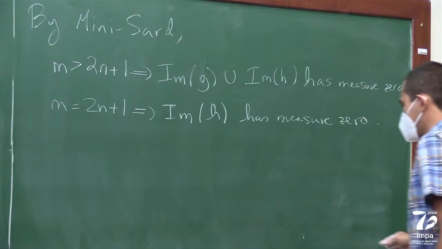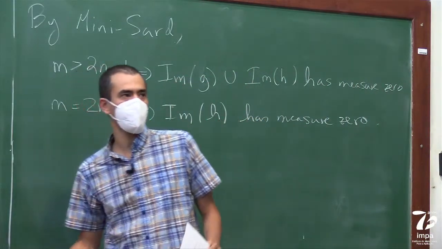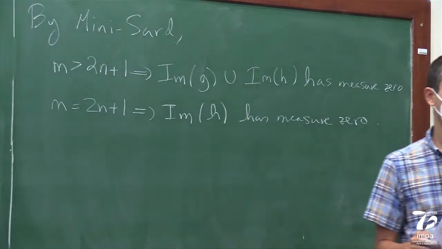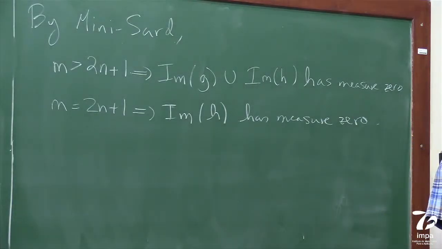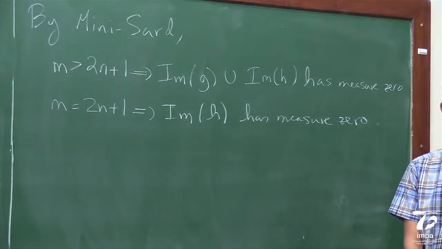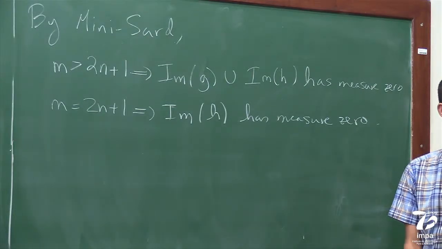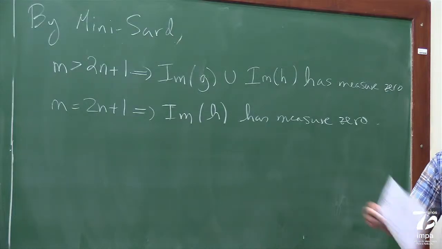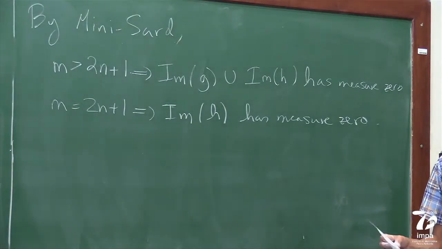Because of what I said before, if you have an open set, then it can't have measure 0. So most things don't have measure 0. So the complement of a measure 0 set is almost everything. So in particular, you can find something that's not in the image.